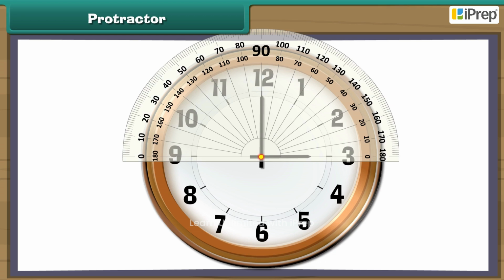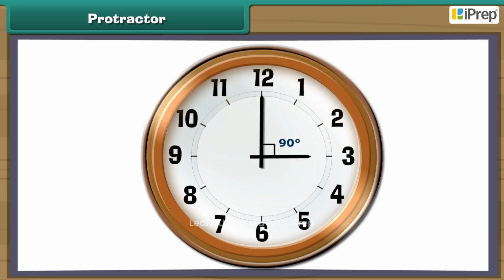Read the inner marking of the protractor on which the long hand rests. It is 90 degrees. Therefore, 3 o'clock makes a right angle.